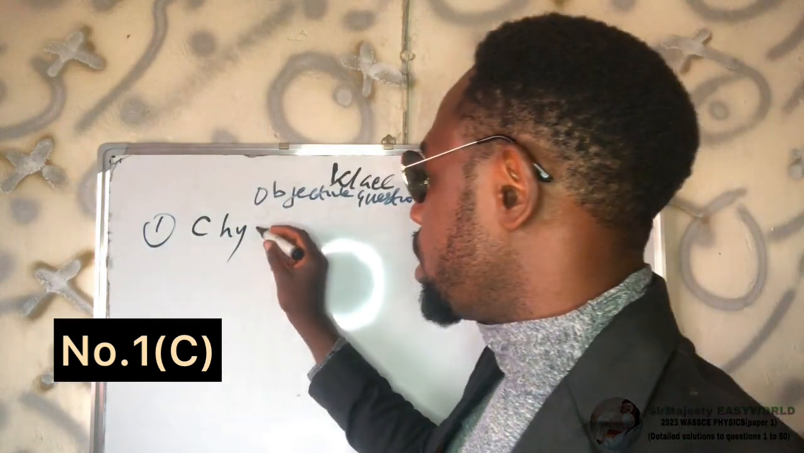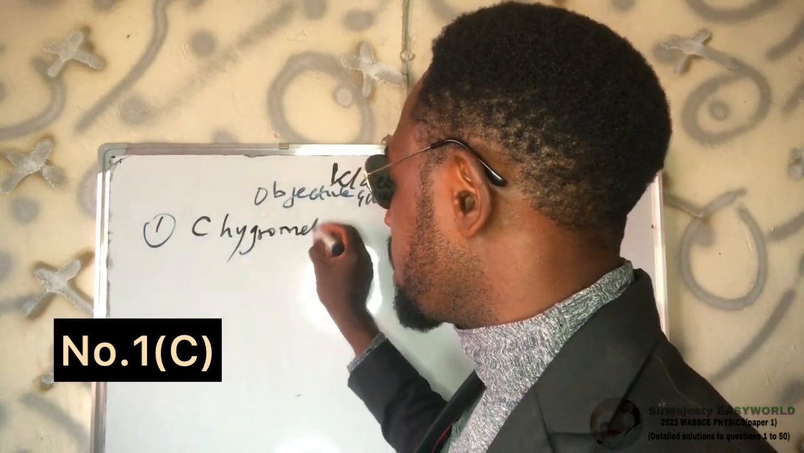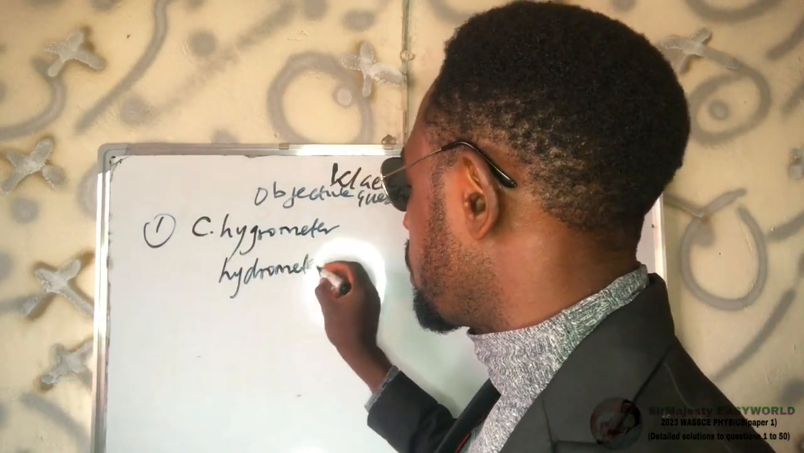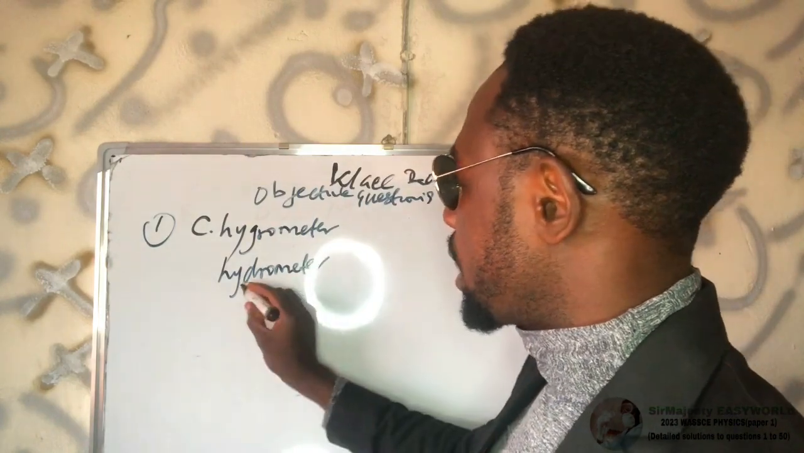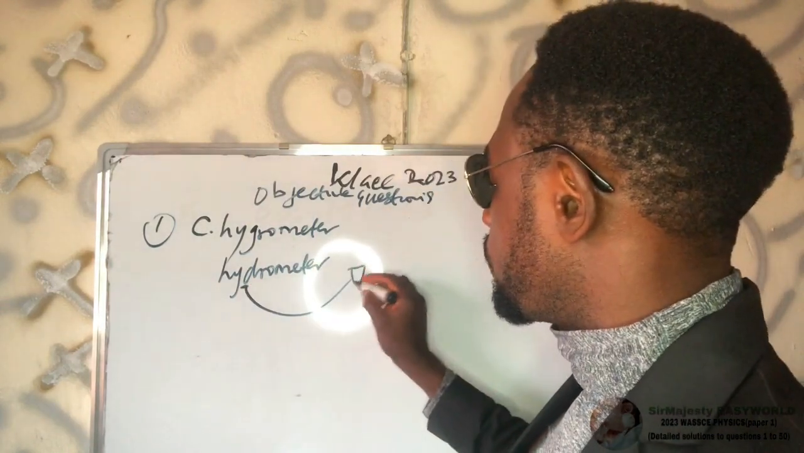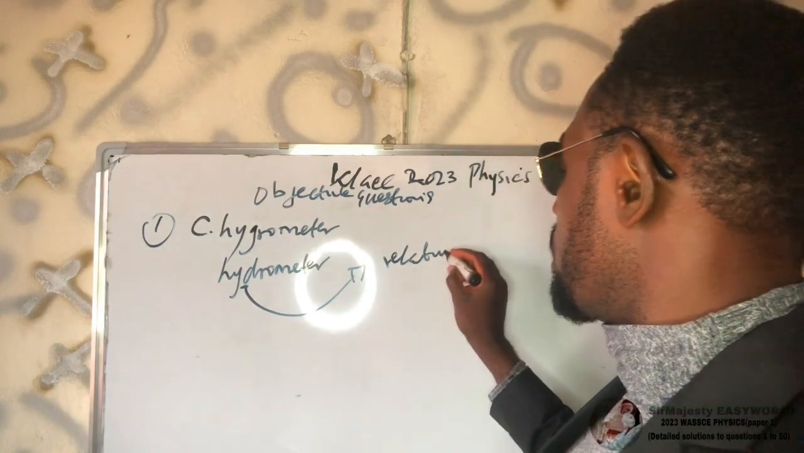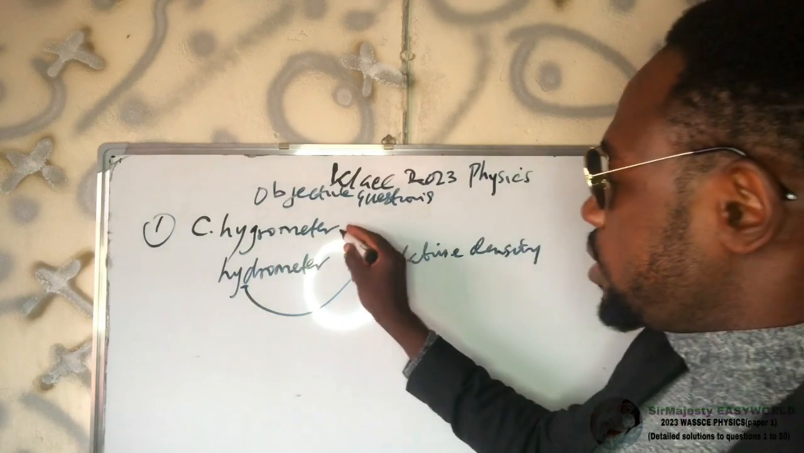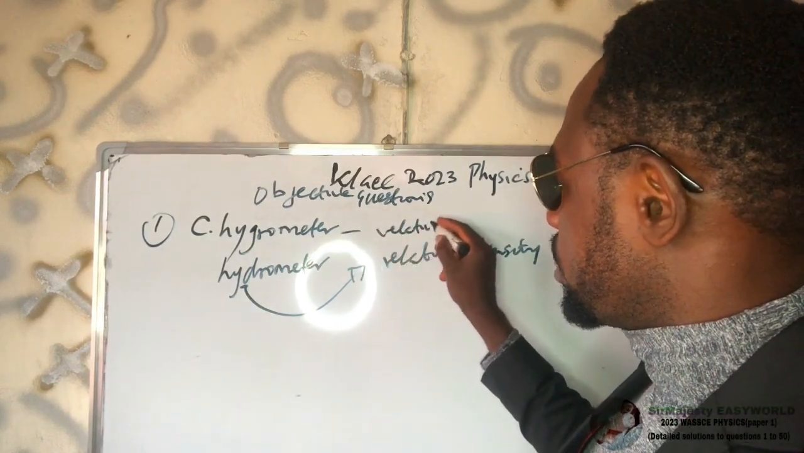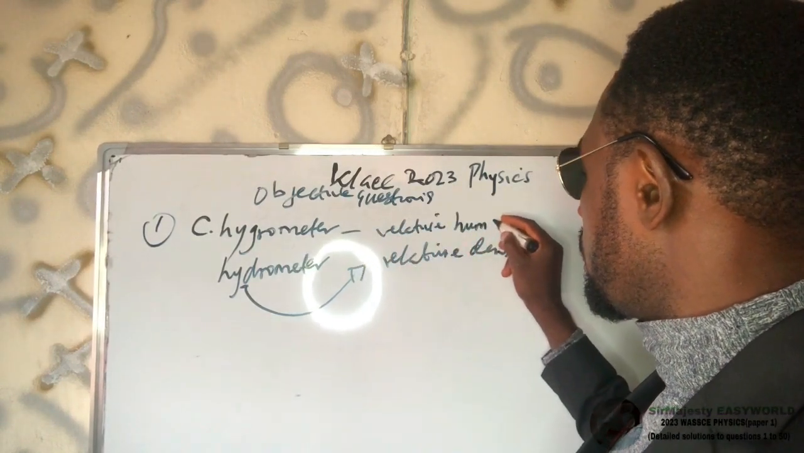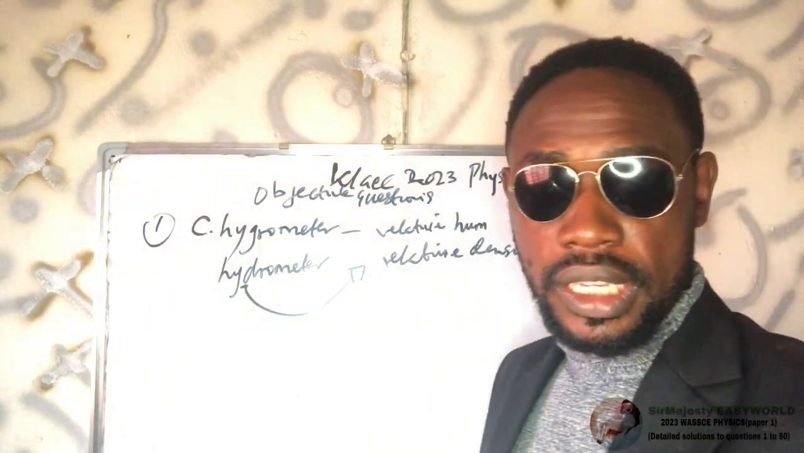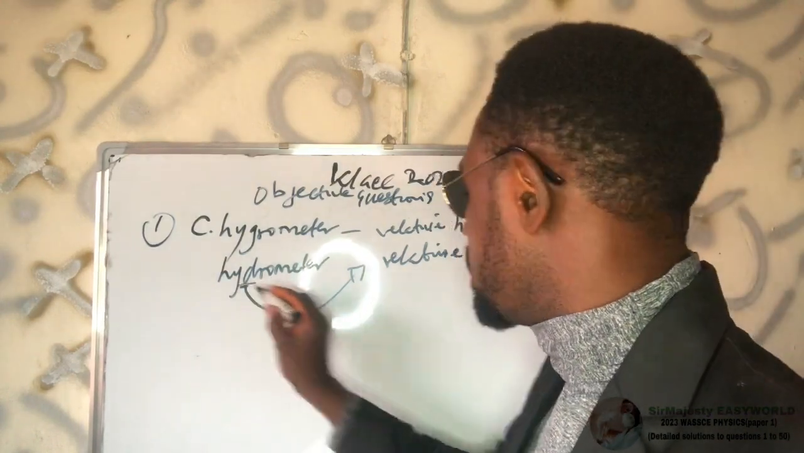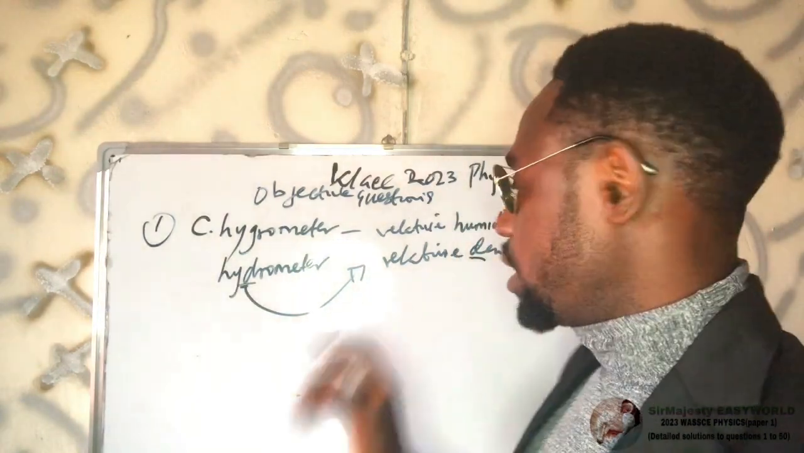They are talking about relative humidity, so it's going to be hygrometer. Don't confuse hygrometer with hydrometer. When we talk about hydrometer, anything that has D is for density. This one is used to measure relative density, while this is used to measure relative humidity. That's the amount of water vapor in the atmosphere.